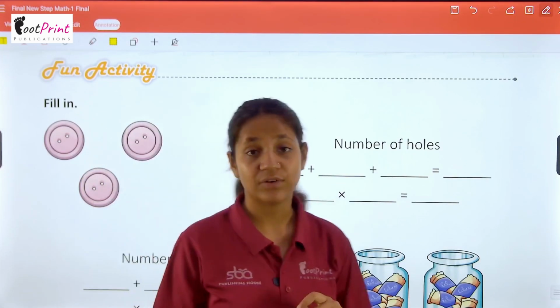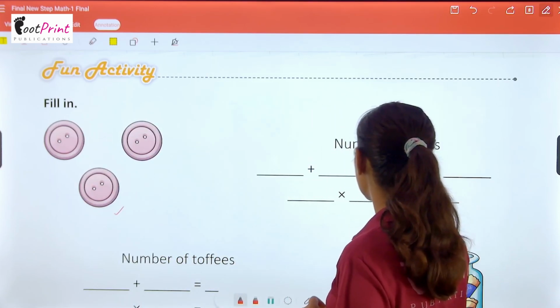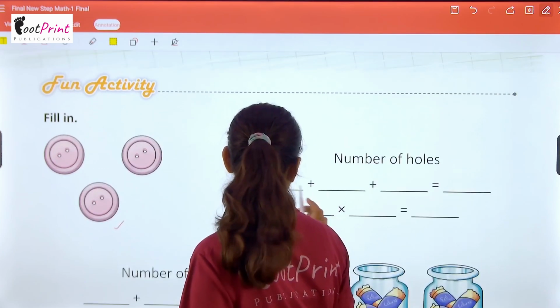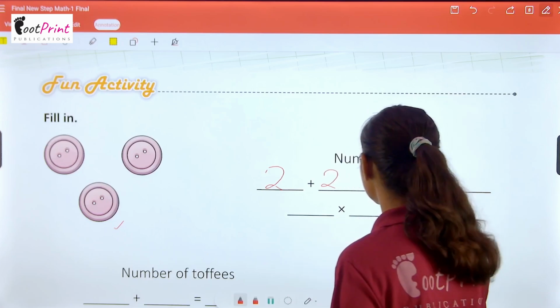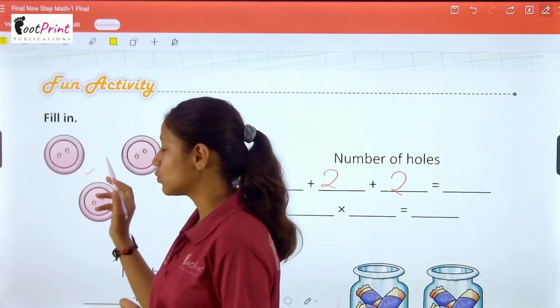Now we have the fun activity portion. Fill in. There are 3 buttons. The number of holes in each button is 2. So we will write here 2. And what are we doing? Repeated addition. 2 plus 2 plus 2.